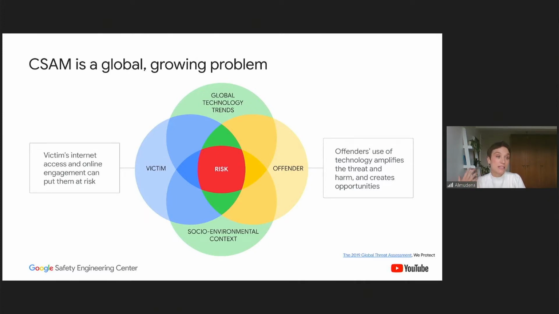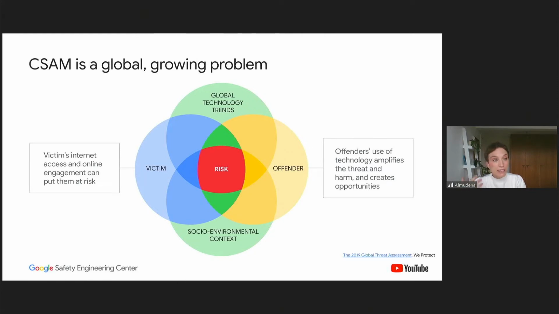Technology has facilitated the abuse at scale, but luckily it has also facilitated the ability of tech companies to detect this content at scale. So when we talk about the rising volume of reports, one needs to recognize that this is due both to a rise in criminality and to a rise in our ability to detect this content at scale. I will talk a bit later about the technologies that we deploy.